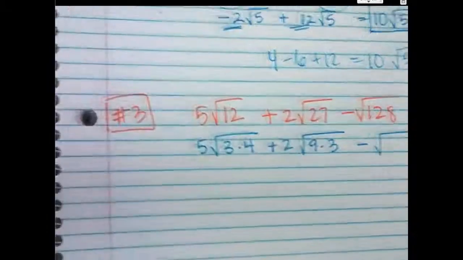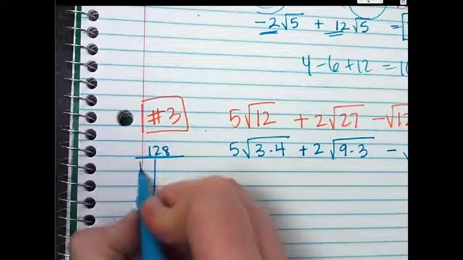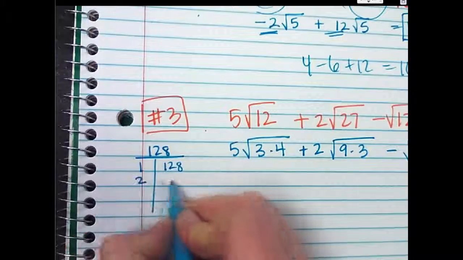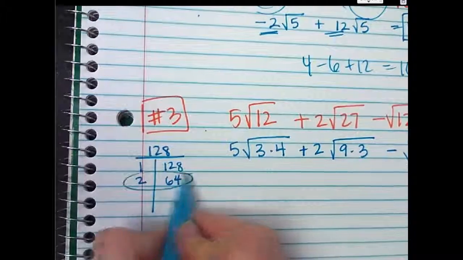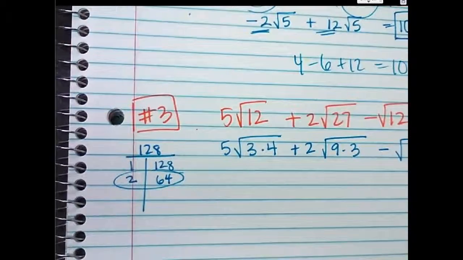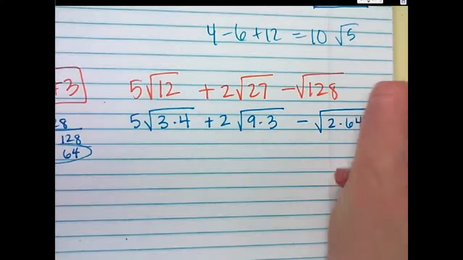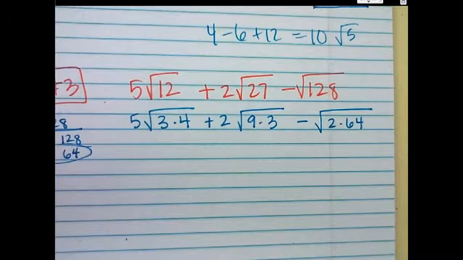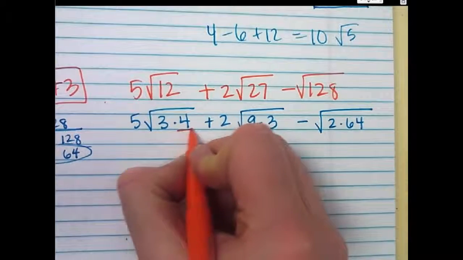And we can make a factor chart for 128. 1 and 128, 2 and 64. You can keep going if you want, but 64 is a perfect square. So 2 times 64. Okay, so once you break them down, then let's pull out our perfect squares.